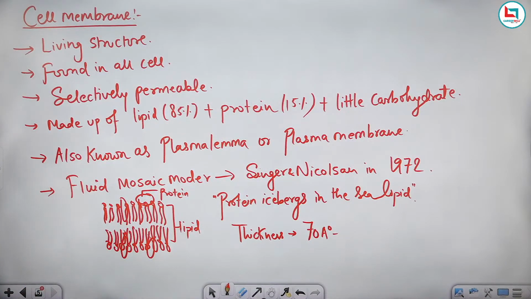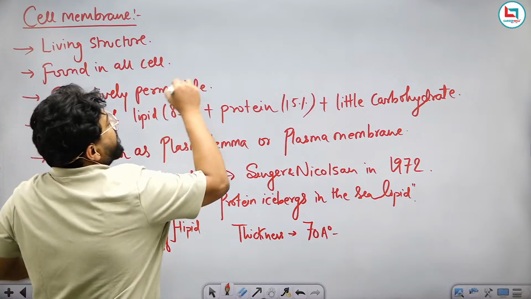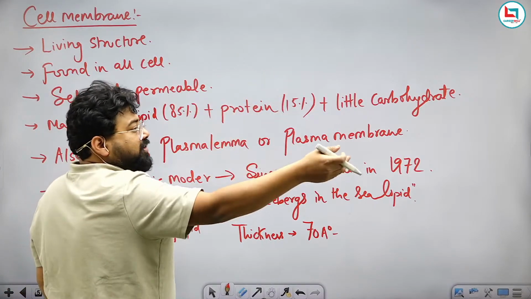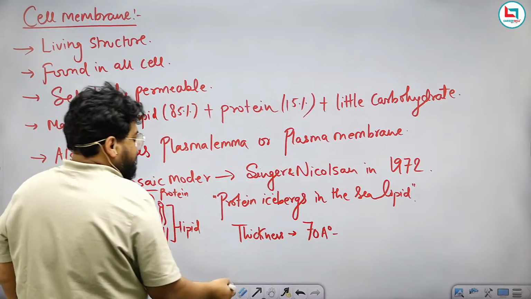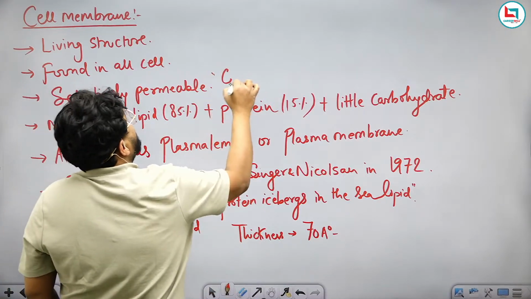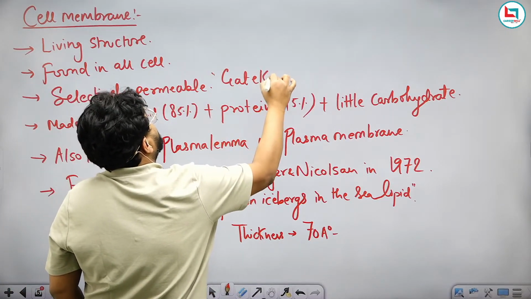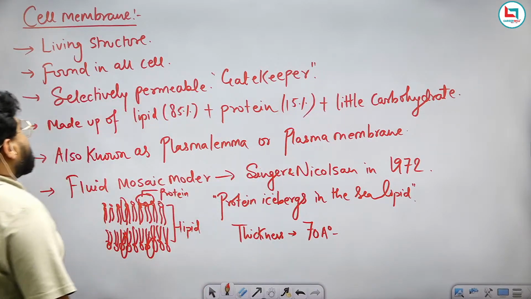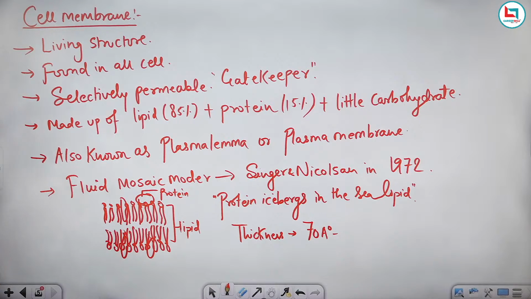Cell membrane is the living structure which is found in all cells. These are selectively permeable, and because they are selecting each and every molecule that has to go inside the cell and that has to stay outside of the cell, we'll call them the gatekeeper of the cell. These are made up of lipid 85% and protein 15% and a little carbohydrate. It is also known as plasma lemma or plasma membrane.